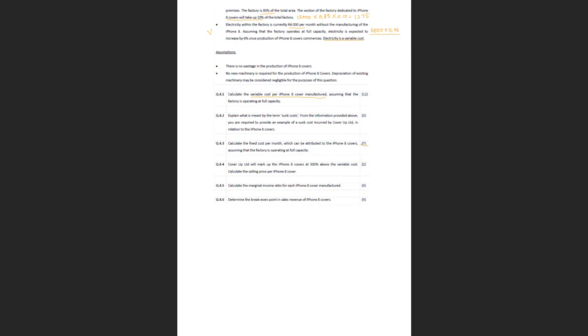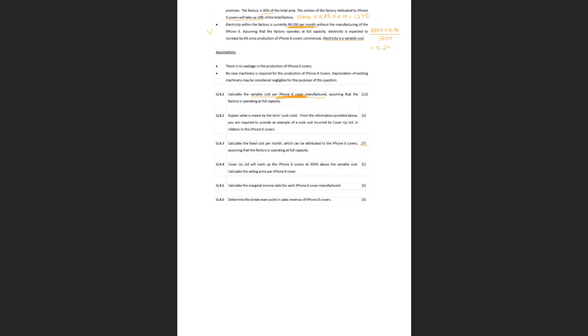And because it's a variable cost and we're working it out per cover manufactured, whatever the electricity cost is, it's on a monthly basis as it stands. So to bring it to a per unit basis, we need to divide it by however many units are being produced. And there are 1,500 units being produced, so we will divide that by 1,500. And that would give you a variable cost for electricity of 0.24 per unit.